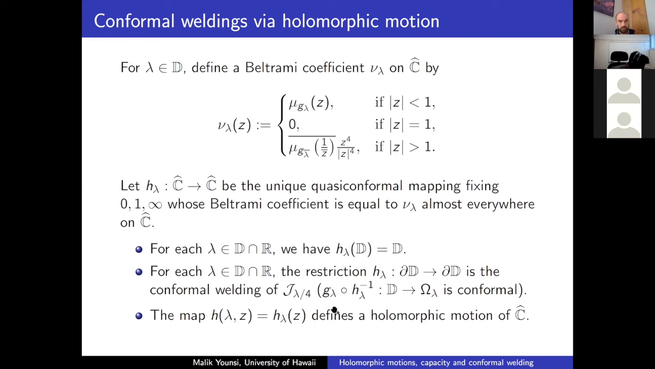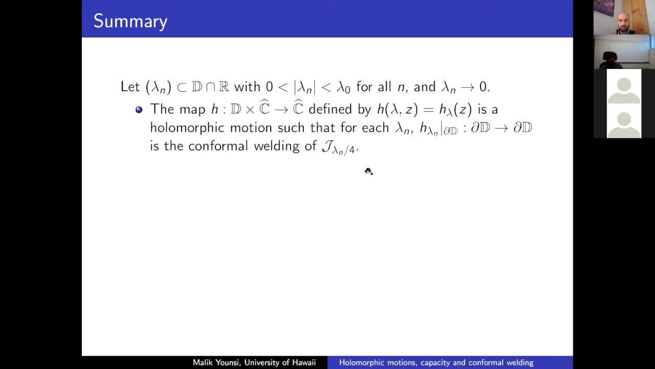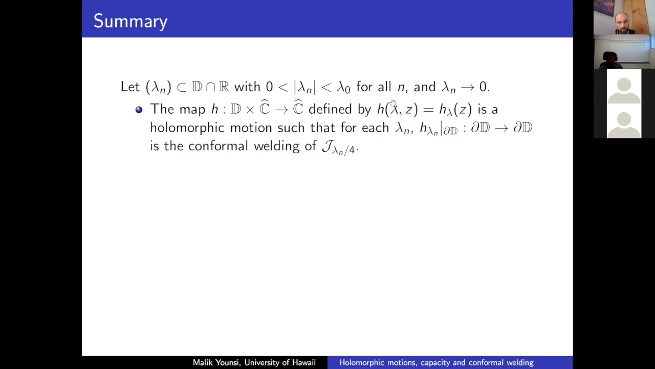Okay, so I'm almost done. Let me just summarize what we proved. What we proved essentially is that if you take any sequence lambda n in the unit disk, real numbers sufficiently small that converge to 0, then you can look at these quasicircle Julia sets. You can define a map in this way using the previous slide, and that gives you a holomorphic motion. And the restriction of that holomorphic motion to the unit circle is the conformal welding of these quasicircle Julia sets.